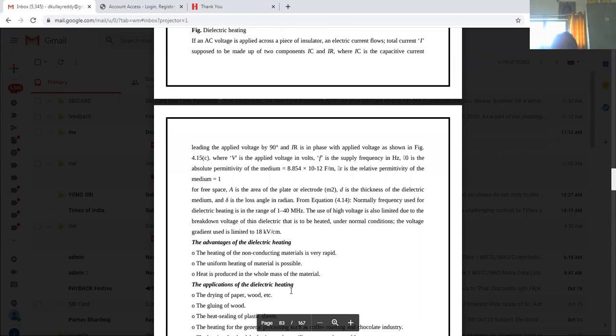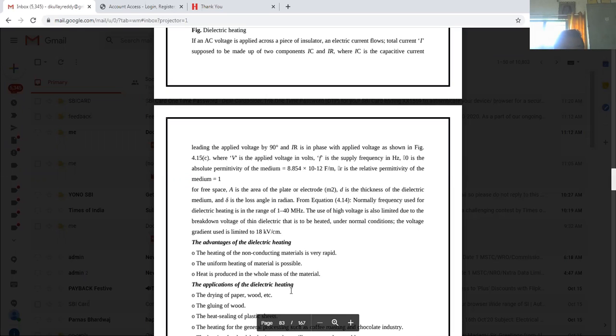Compared with furnaces like direct resistance furnaces and arc furnaces, dielectric heating is somewhat better. Rapid and uniform heating of the material is possible here. Heat is produced in the whole mass of the material. The wastage is very small, and the loss is also very small.